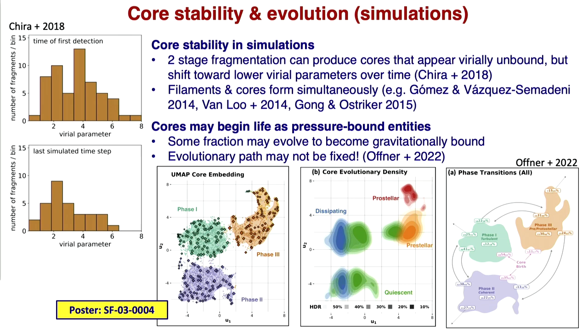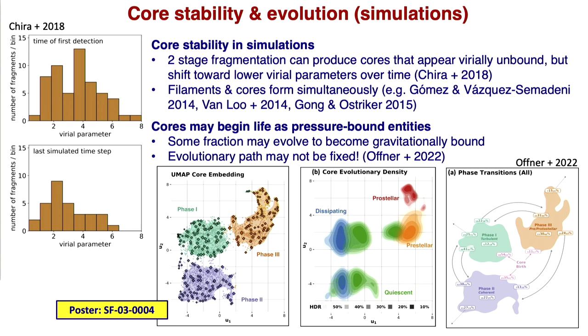You can also try to map, based on the information we have, the observed cores onto the same kind of structure and see where they lie. Of course, the protostellar and prestellar cores do lie within this bound phase three selection, but then we have these other cores, some of which may or may not form stars.